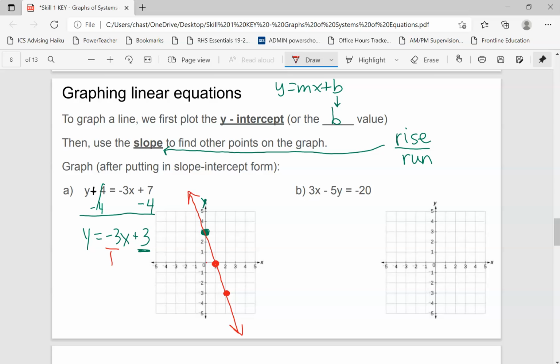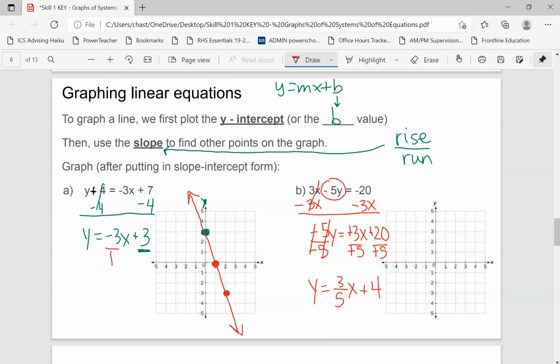Okay. Let's try the next one. This one we have to solve for y. So I need to get rid of the 3x by subtracting 3x on both sides first. So I get -5y equals -3x minus 20. So then we're going to divide everything by -5. -3 over -5, those negatives become positive, but the fraction will remain. -20 divided by -5 becomes +4.